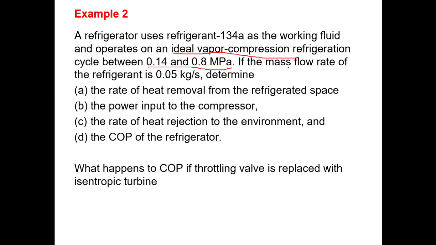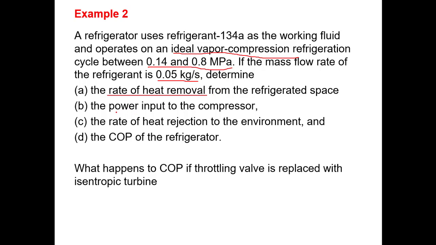And the mass flow rate of the refrigerant is 0.05 kg per second. Now, based on this given data, calculate the rate of heat removal from the refrigerated space. So, this is basically the heat extraction capacity. We can also calculate it in kilowatts as well as tons of refrigeration.